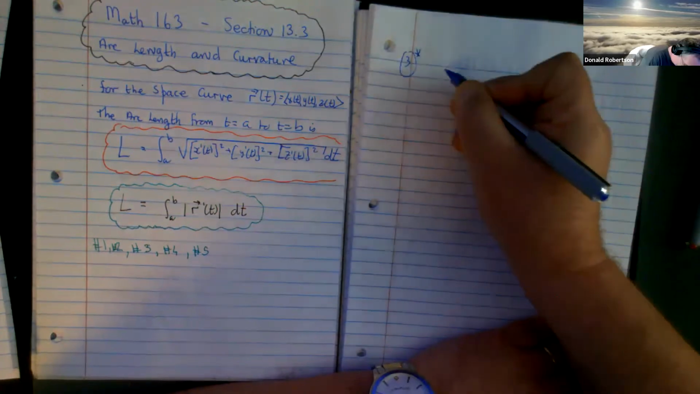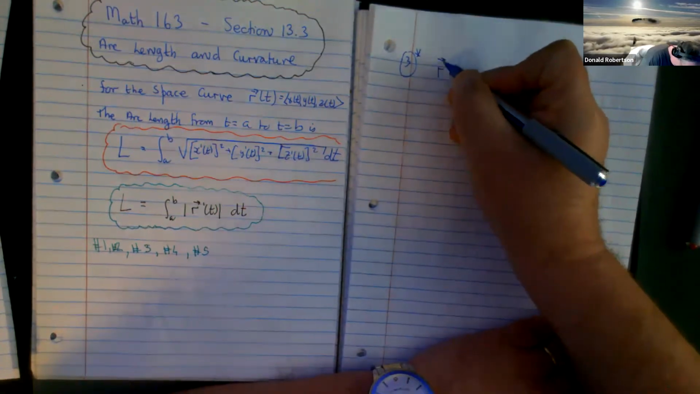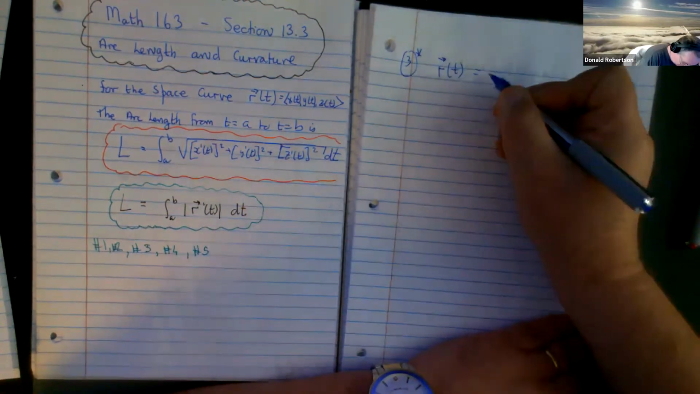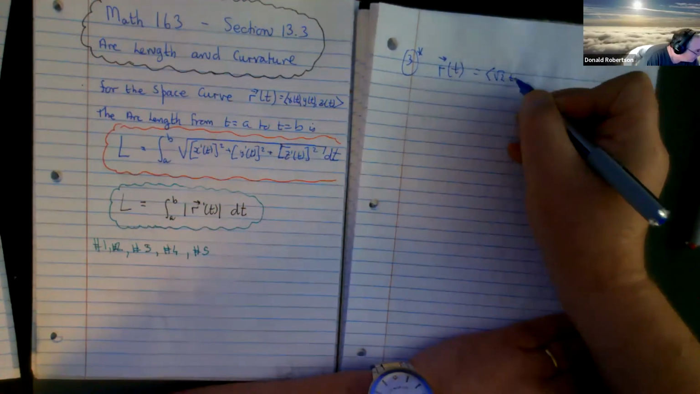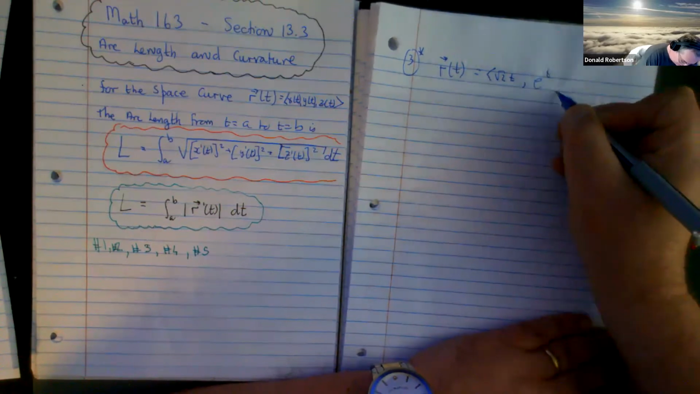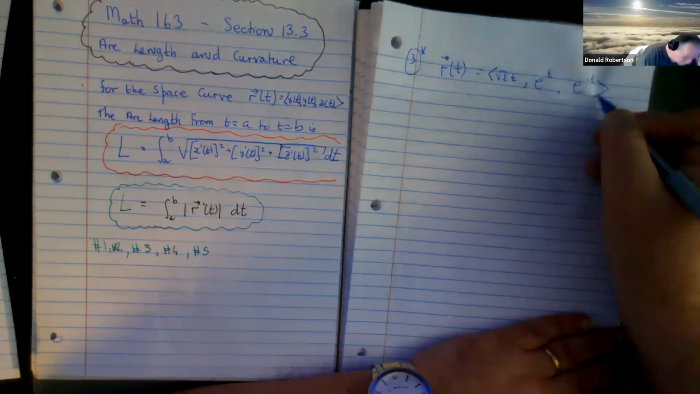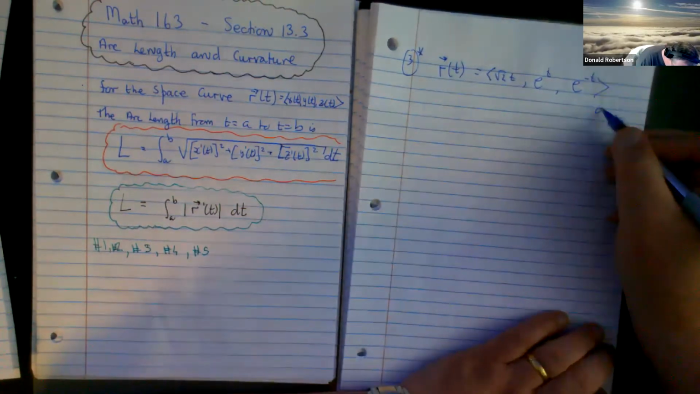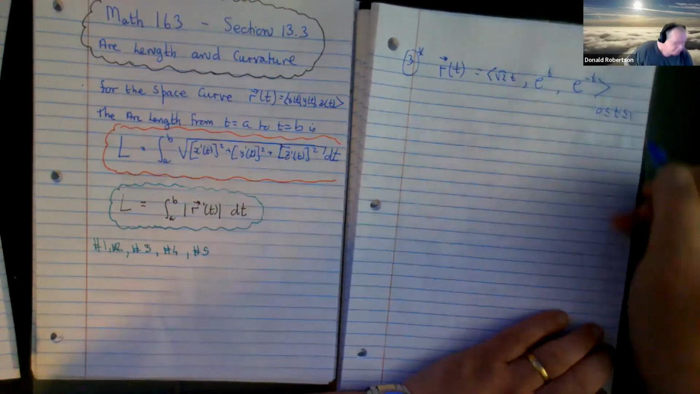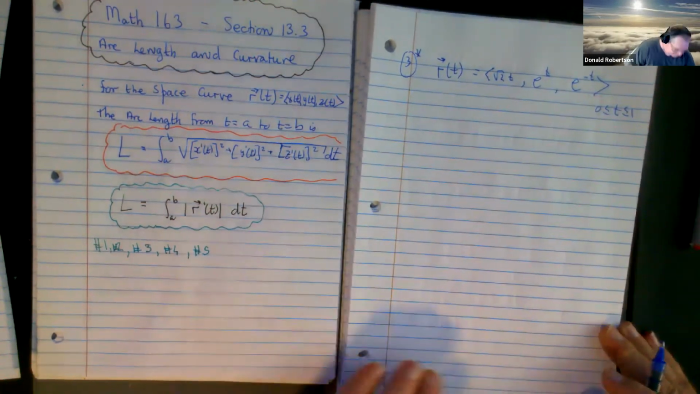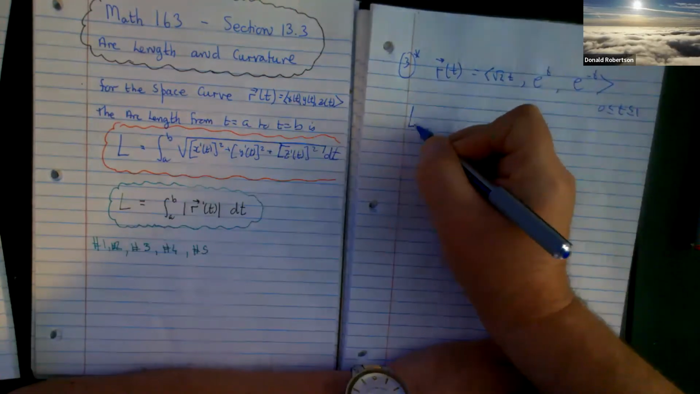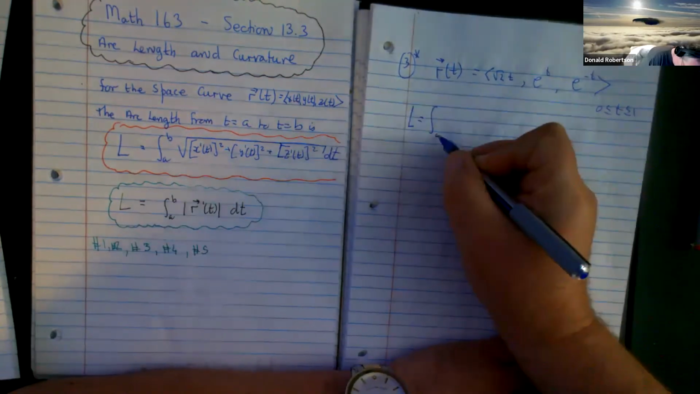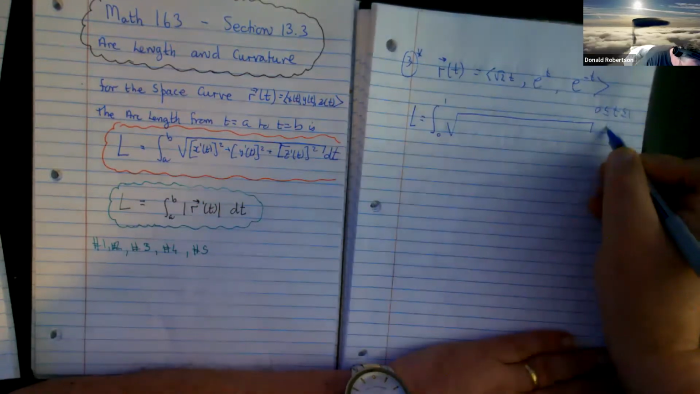Number 3. Space curve: square root of 2t, e to the t, e to the negative t. And we're going to do it from 0 to 1. Arc length, the integral from 0 to 1, square root of.